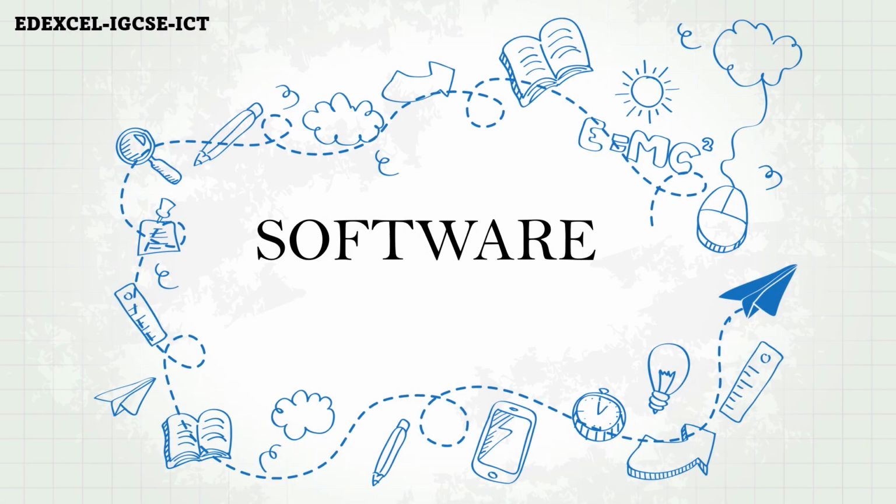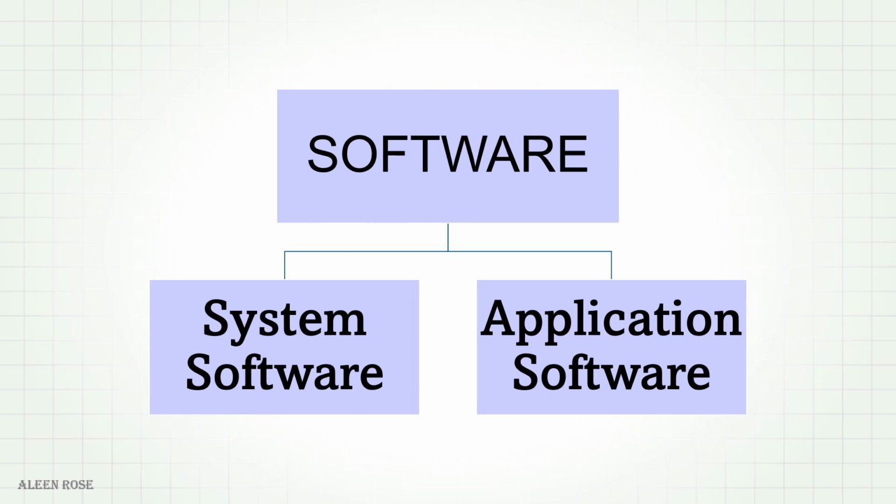Welcome to another video. Today we are going to revise software. As you know, there is a differentiation between software and hardware. Whatever belongs to the computer and can be touched and seen is the hardware, and whatever belongs to the computer and cannot be touched or seen is the software.